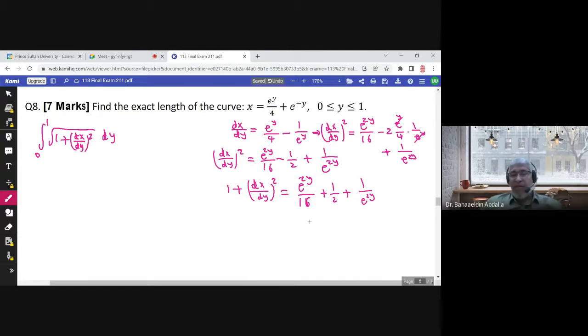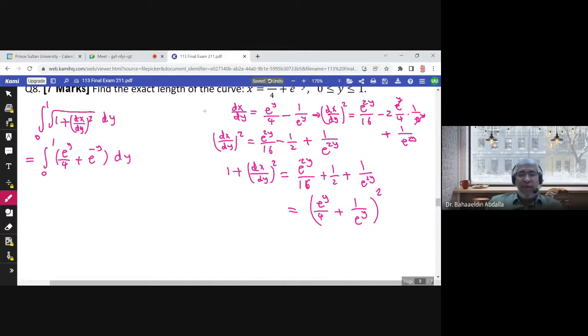And these three terms can be written as e^y over 4 plus 1 over e^y, all to the power 2. These three terms are a perfect square, because notice when we squared these two terms, we got this one. And this is exactly like this, but instead of minus, I have plus. So now I have the integral from 0 to 1 of the square root of 1 plus dx over dy squared, which would be then e^y over 4 plus e to the power negative y, dy. And this integral is easy.